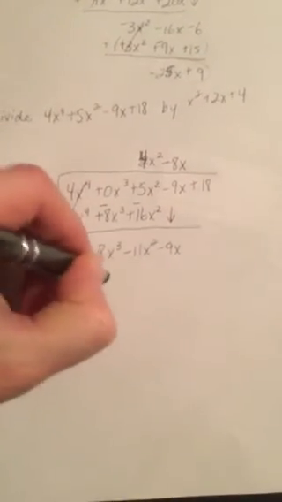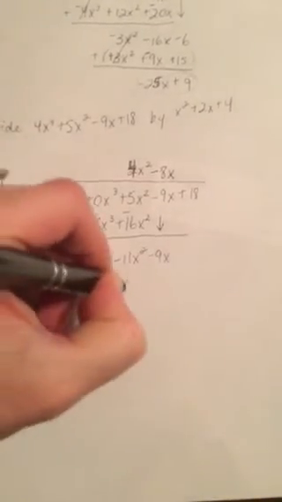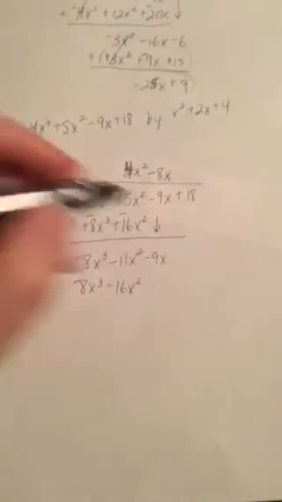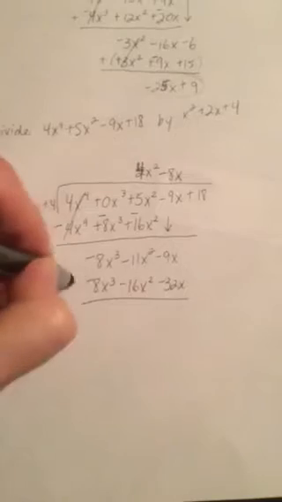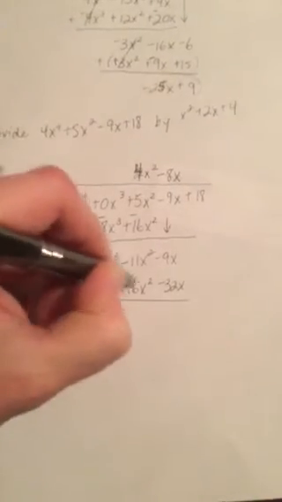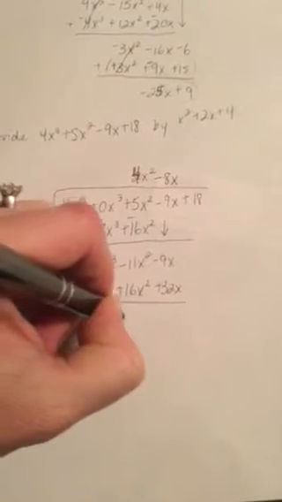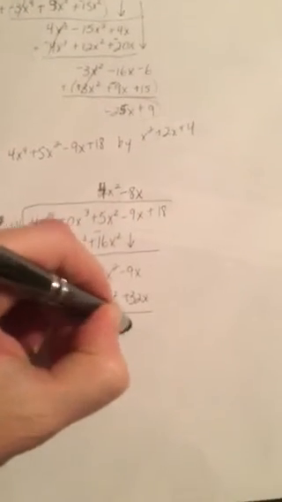So negative 8x cubed. Negative 8x times 2x is negative 16x squared. Negative 8x times 4 is negative 32x. I add the opposite, same as subtracting, so that becomes a plus, a plus, a plus. Those cancel. I'm going to get 5x squared. And 32 minus 9 is 23x.